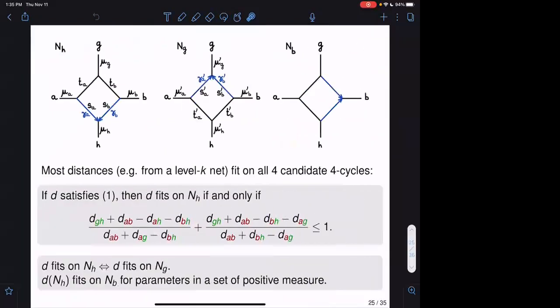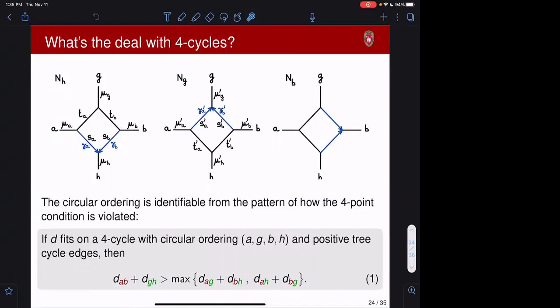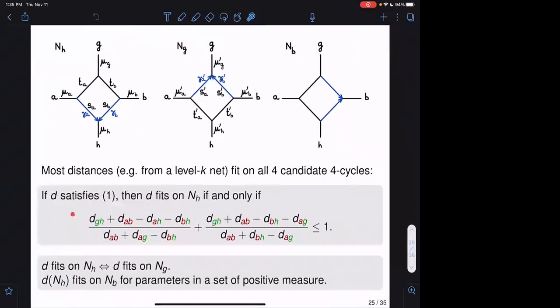Because if we take any distance on these 4 taxa, any, and we just identify which circular ordering it's compatible with, then we just need this to be satisfied for that distance to fit on this network here, where H is of hybrid origin. And this condition is really easy. If D is a metric that is necessarily less than 1, and this is also necessarily less than 1. So asking for the sum to be less or equal to 1 is not that much.